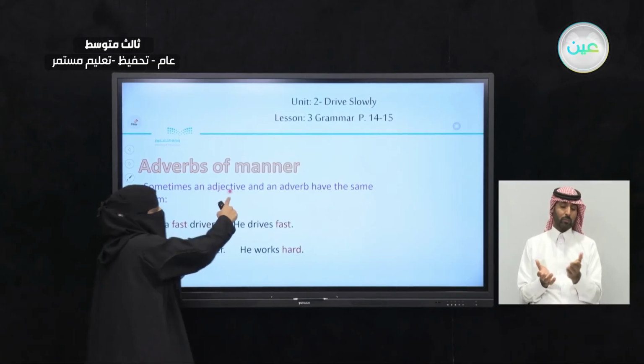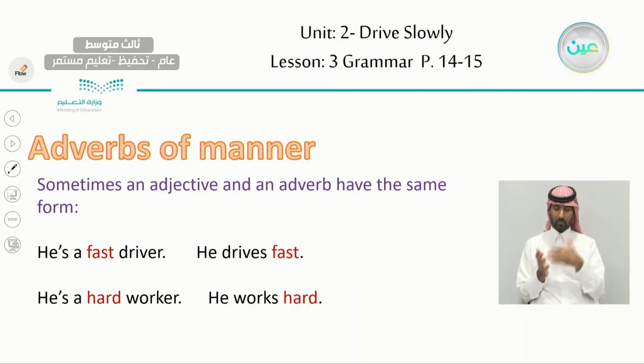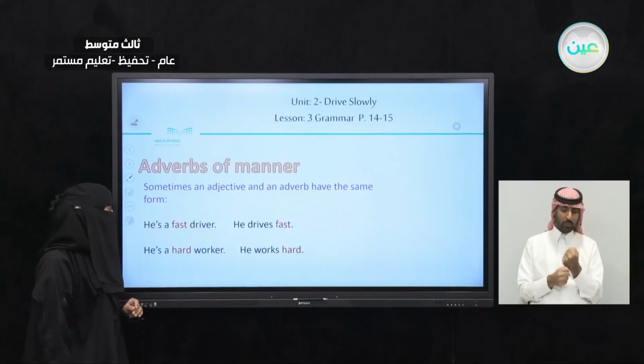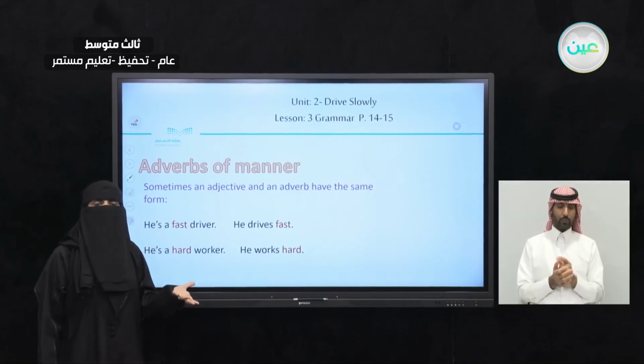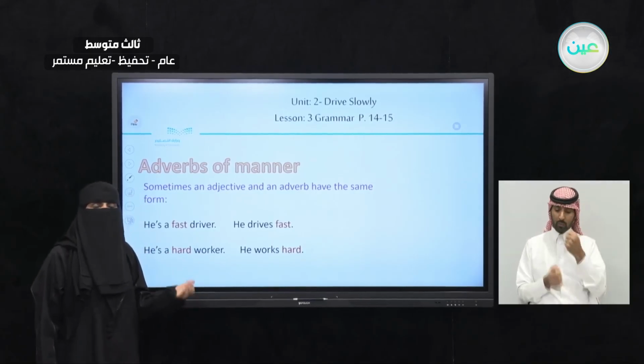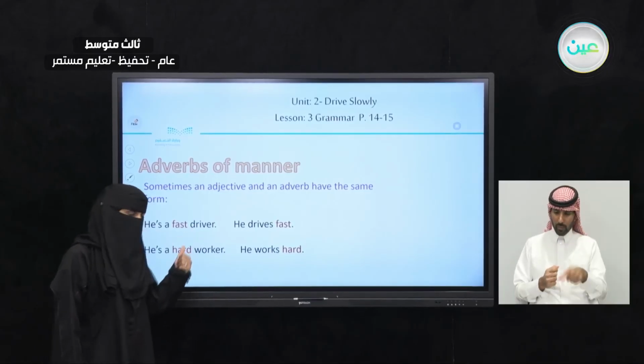Sometimes an adjective and an adverb have the same form. Sometimes we don't add an ly. We don't change anything. Okay? This is an exception. Like what? He is a fast driver. He drives fast. Which one is the adjective? Which one is the adverb? When I say he is a fast driver, fast, we are describing what when we are saying fast? We are describing driver. Excellent.